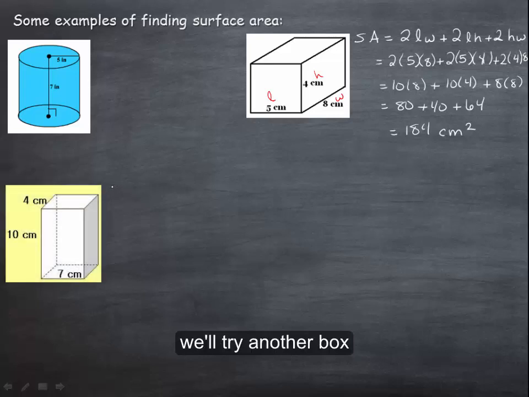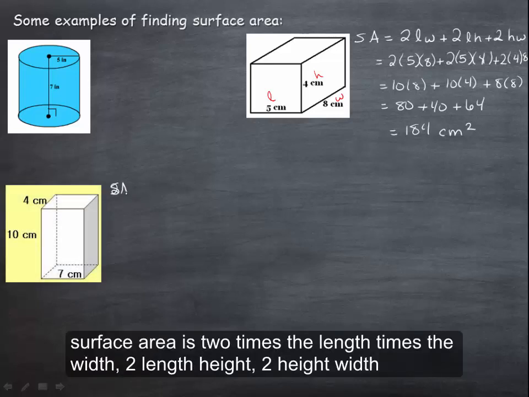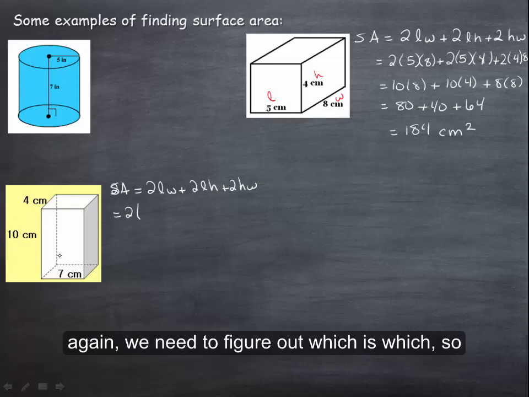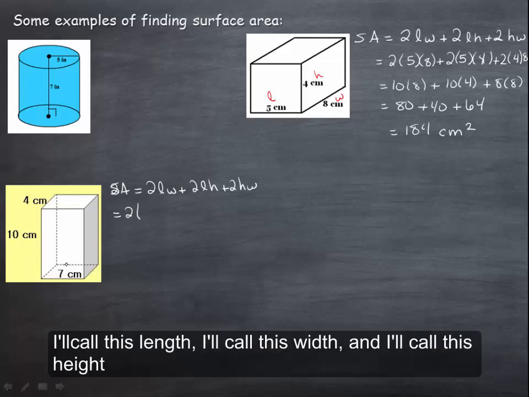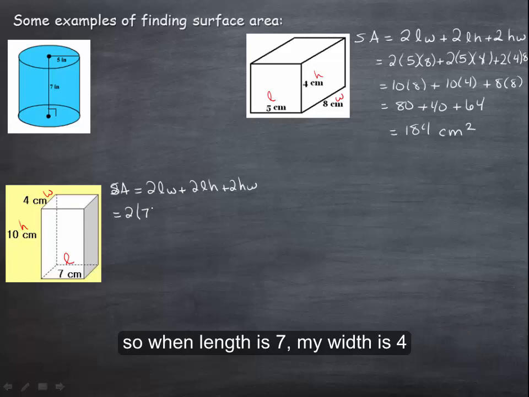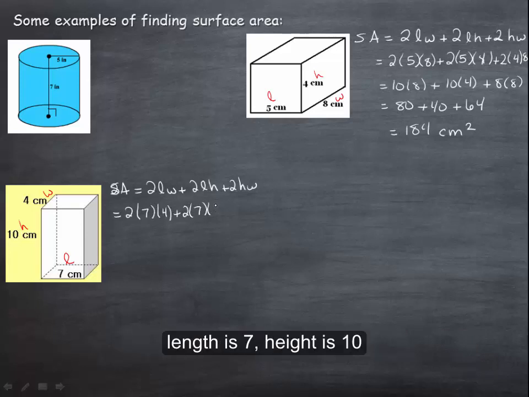We'll try another box. Surface area is 2 times the length times the width, 2 length height, 2 height width. Again, we need to figure out which is which, so I'm going to call this length, I'll call this width, and I'll call this height. So my length is 7, my width is 4, length is 7, height is 10, height is 10, width is 4.